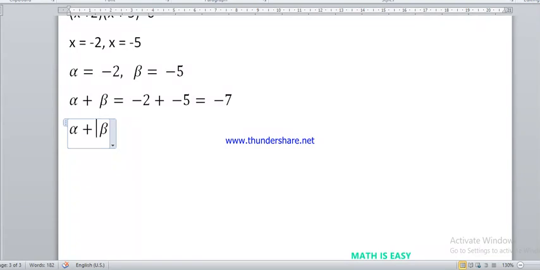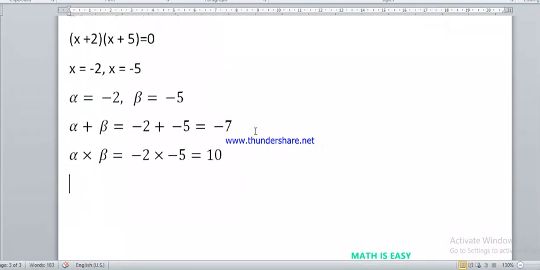So this is going to be alpha into beta. Alpha into beta equals minus 2 multiplied with minus 5. Minus 2 into minus 5 is going to be plus 10. So you have the alpha plus beta value and the alpha into beta value.